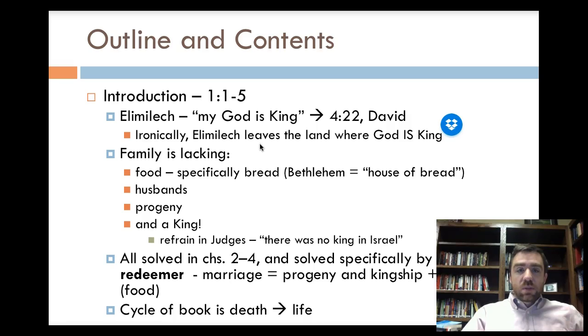All of this is solved in chapters 2 through 4, specifically by a kinsman redeemer. The marriage of somebody who is a kinsman gives Ruth progeny, which is most important, namely, children, kingship, because it leads to the line of David, and land, which leads also to her ability to get food. So the book moves from death to life. It's really a beautifully written story.